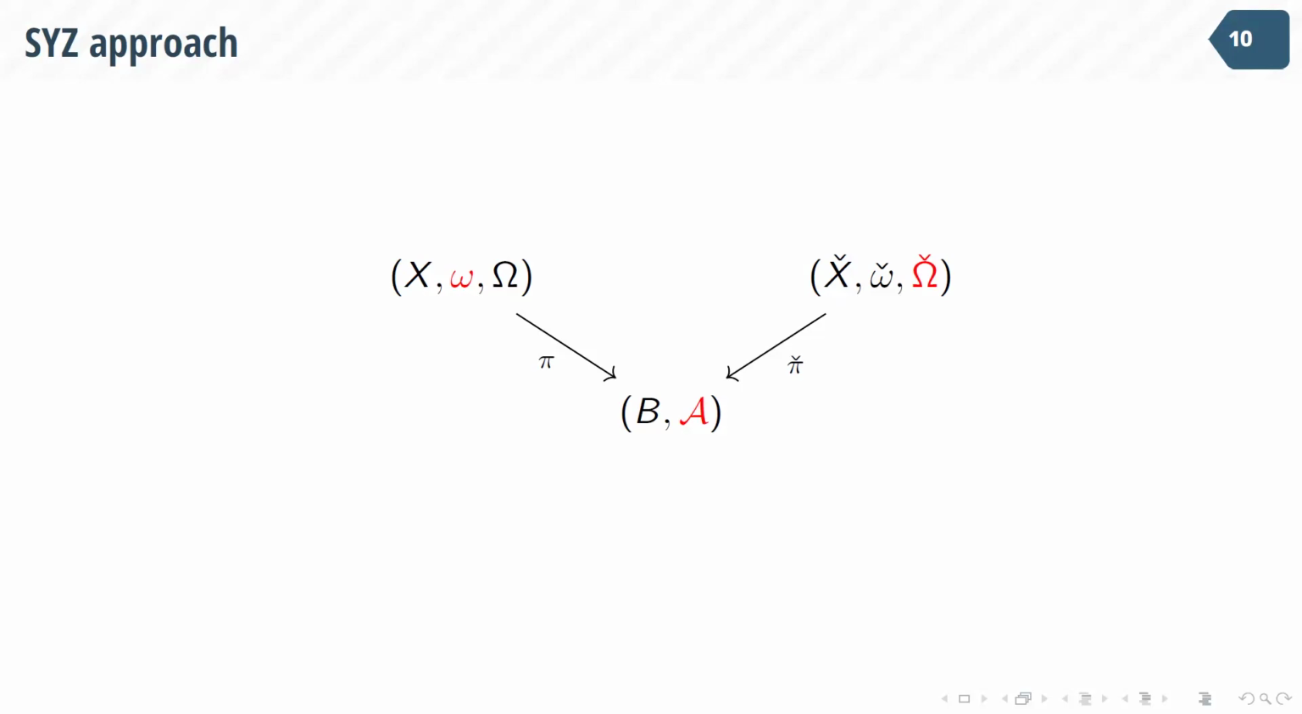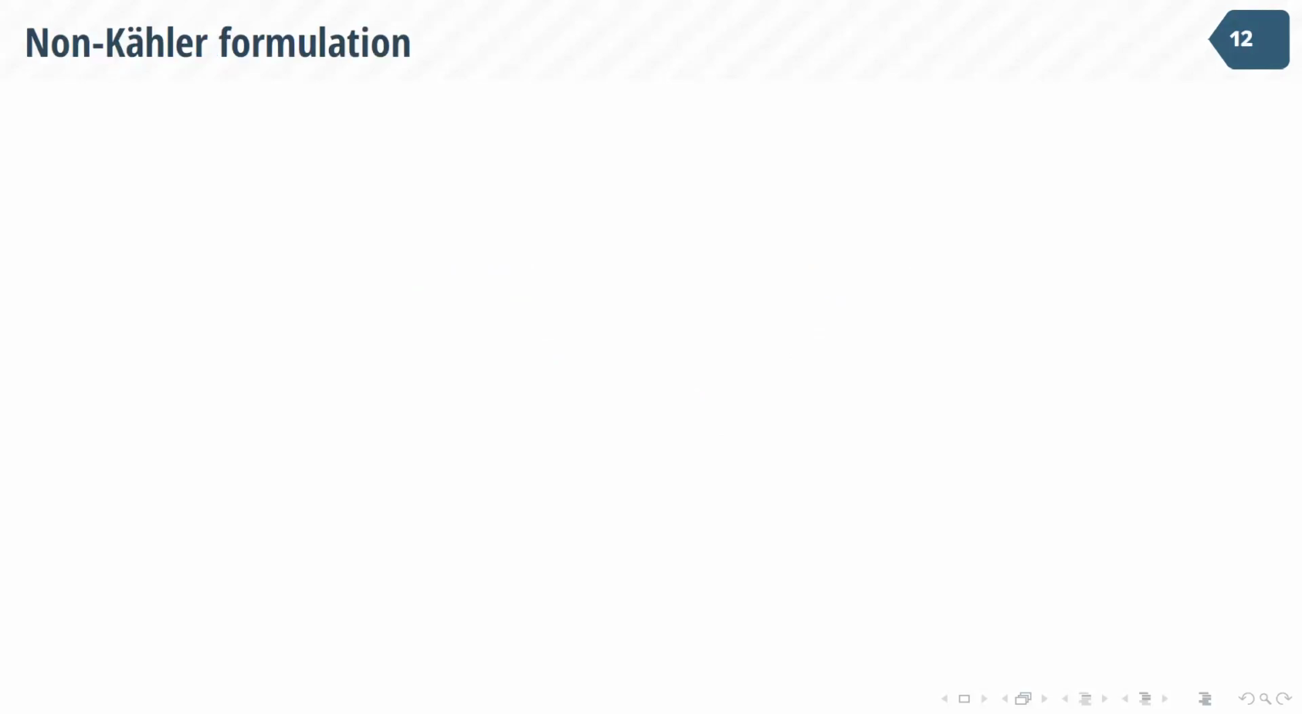When moving to the non-Kähler setting, we lose one half of this construction, and this is one of the main differences. So how can we extend this formulation to the non-Kähler setting?